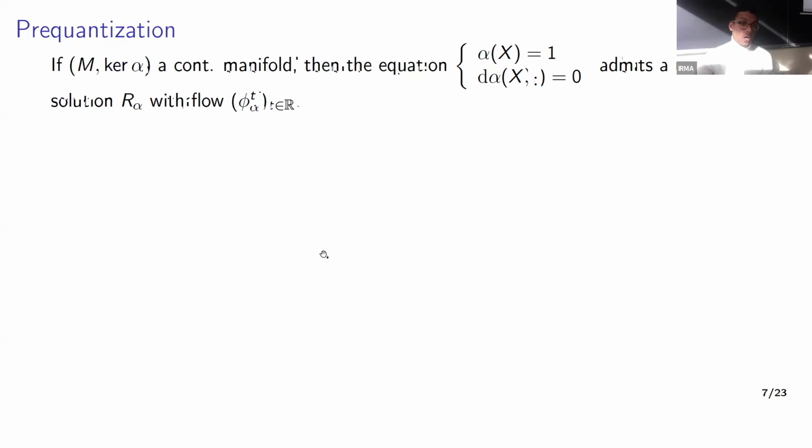And the flow of this, so we will admit today that this vector field is complete. Actually, we will work with a closed manifold, so it will be complete. And the flow of such a vector field is called the Reeb flow. Okay.